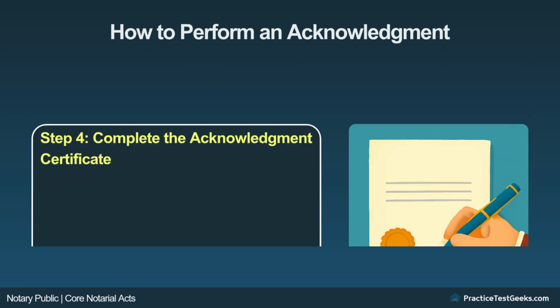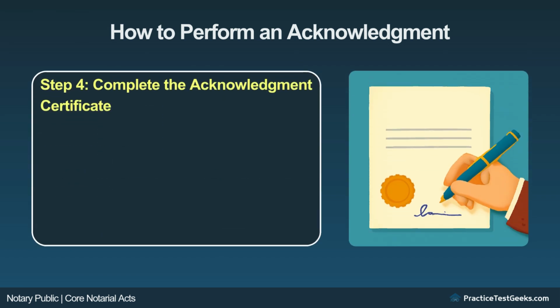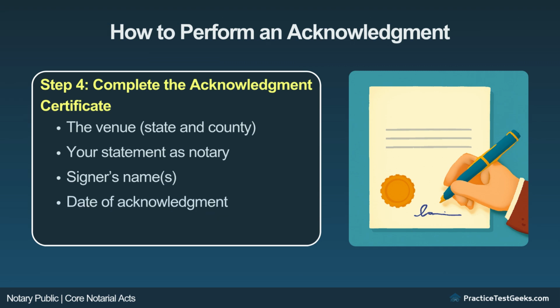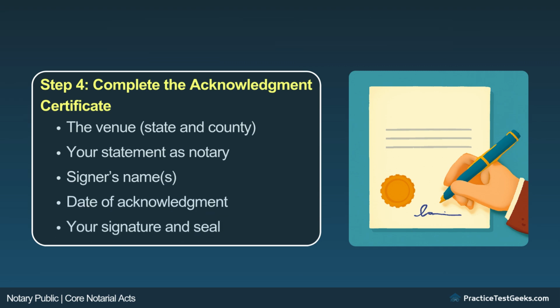And last, Step 4. Complete the acknowledgment certificate. Use the correct acknowledgment wording for your state, which usually includes the venue, your statement as notary, signer's name, date of acknowledgment, and your signature and seal.